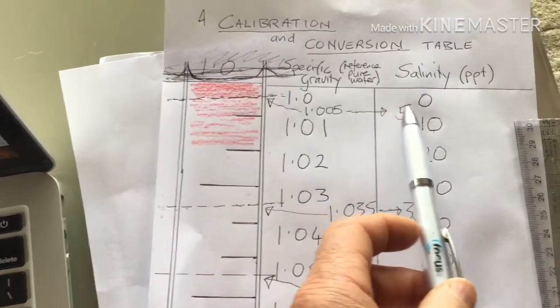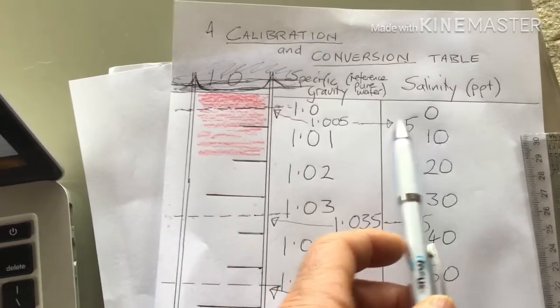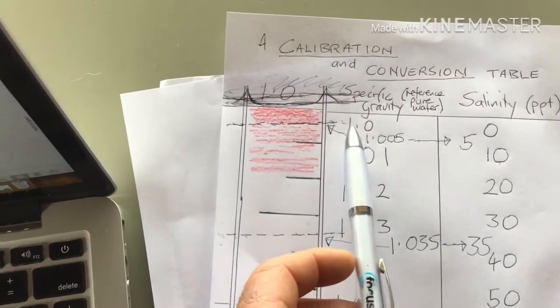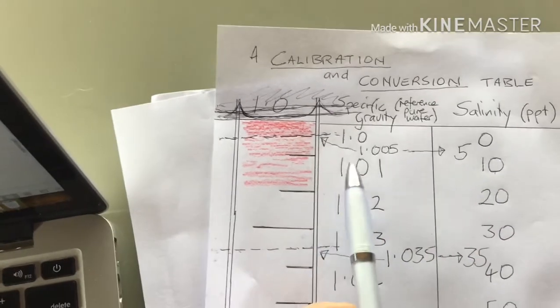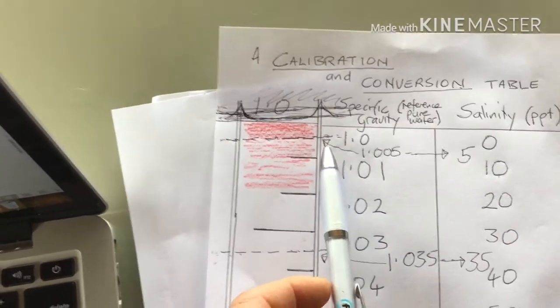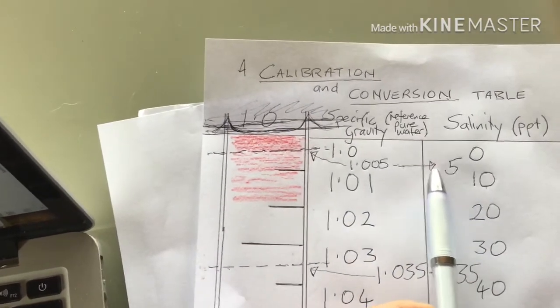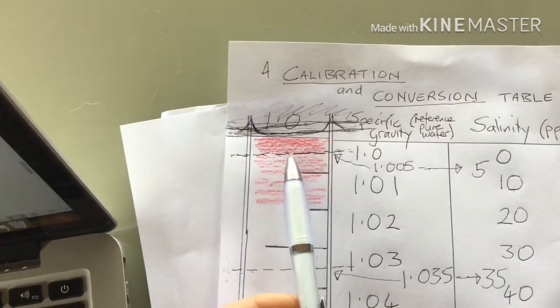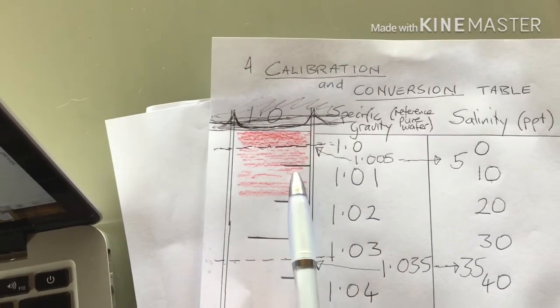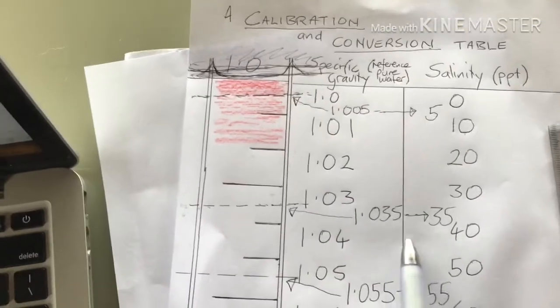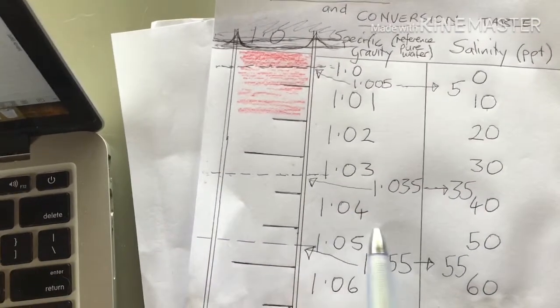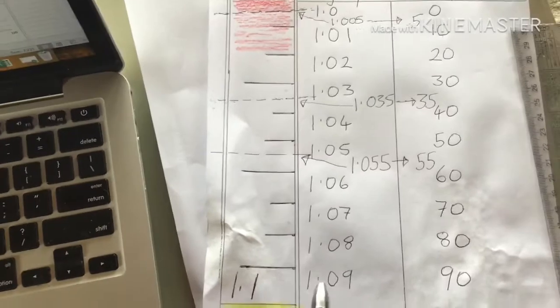And we now know the conversion because we calibrated it. We've calibrated and set a standard here, and our 0.005, which is 5 parts per thousand, is just between the 1 and the 1.01. We can see where our normal seawater is, and we can see the length of our scale there.